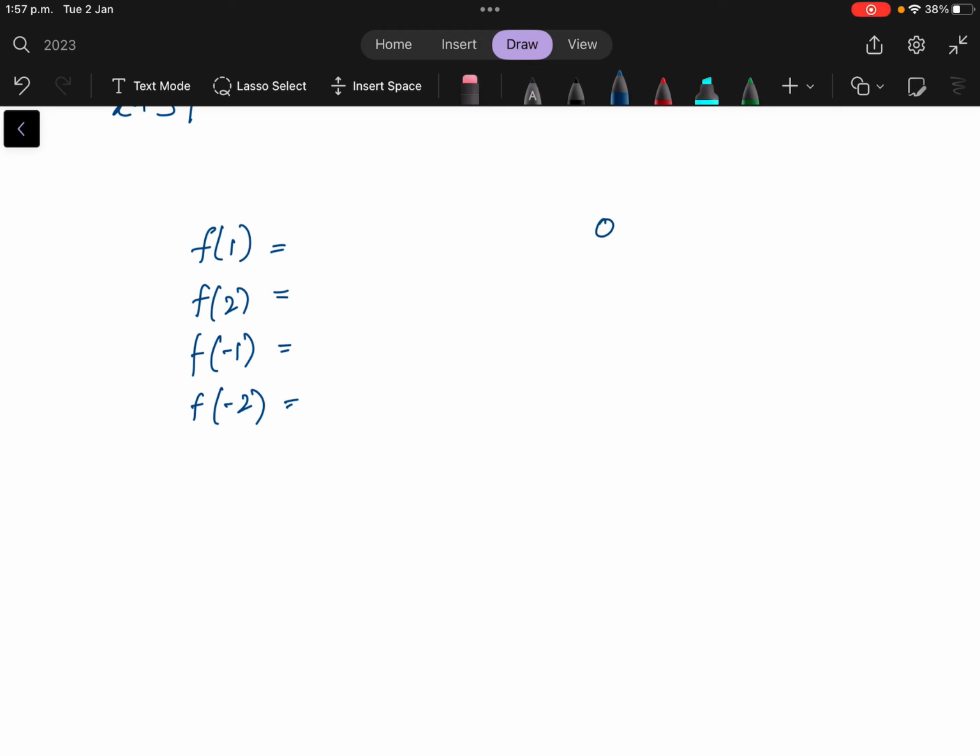If f of 1 is equal to 0, you can say that x minus 1 is a factor. Or if f of minus 2 is equal to 0, you can say that x plus 2 is a factor. Once you get one factor, you can divide and then you get a quadratic equation, and from that quadratic equation you can find the other 2 factors.